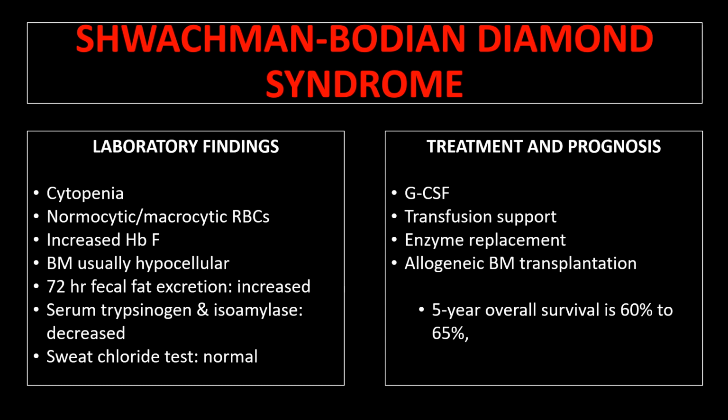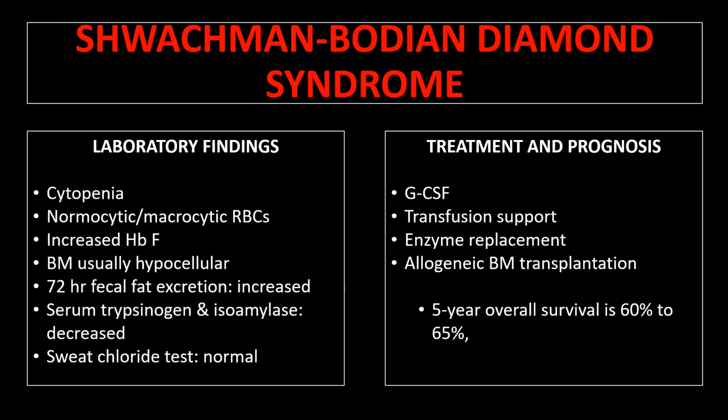So, what's the importance of the sweat chloride test? For Shwachman-Bodian-Diamond syndrome, the sweat chloride test is normal in comparison with cystic fibrosis, or CF, which has a similar malabsorptive presentation. Patients with cystic fibrosis also present with pancreatic insufficiency and malabsorption. But patients with cystic fibrosis have an abnormal sweat chloride test, as compared to SBDS patients, who have a normal sweat chloride test.